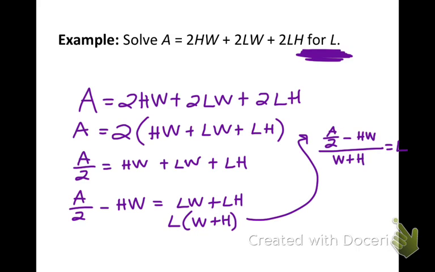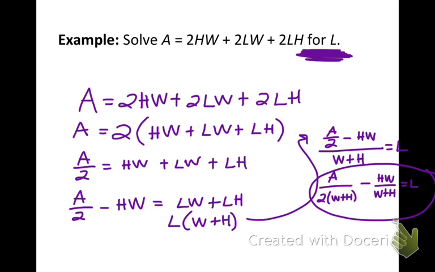So I'm going to take 2 and multiply it by W plus H. So I get A all over 2 times W plus H, minus, this doesn't have a denominator, so it's just going to be HW over W plus H, equals L. That's a tricky one. Don't expect anything harder than that.